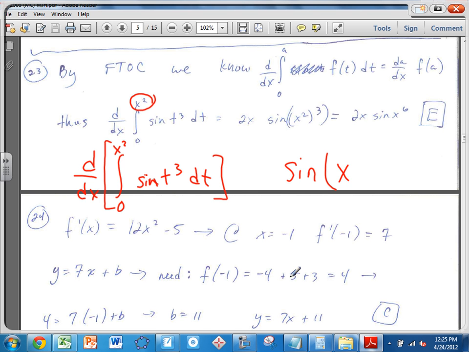Yeah. Sorry, x squared. When you plug in the x squared here, you still have to cube it. So right away we look at this and we say, okay, well, there's really sine x to the 6th. But clearly that's not the answer. Who can explain where this comes from?